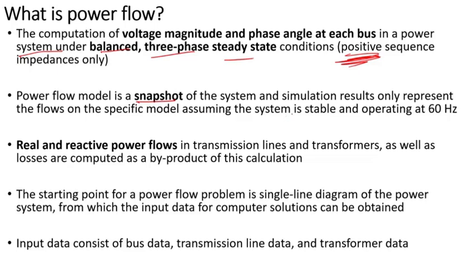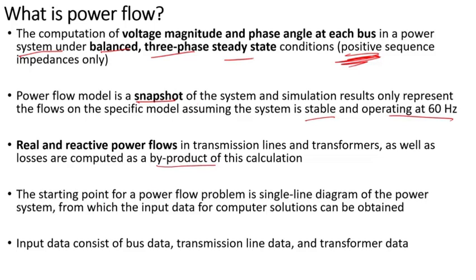Again, we assume the system is stable and operating at 60 hertz. Real and reactive power flows in transmission lines and transformers, as well as losses, can be calculated. They're kind of a byproduct of this power flow.